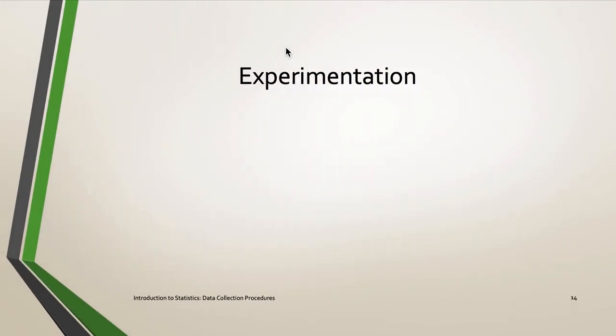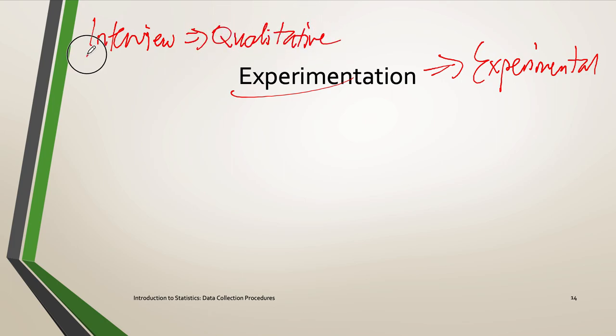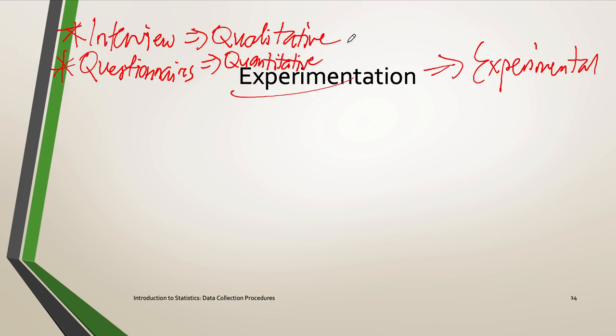Third is experimentation. We use this usually in experimental researches, obviously. Of course, I forgot: we use the interview method usually in qualitative studies, and we use the survey questionnaires usually in quantitative studies. So we have here again, interview, which I forgot to mention, is usually used in qualitative. Questionnaires are usually used in quantitative.